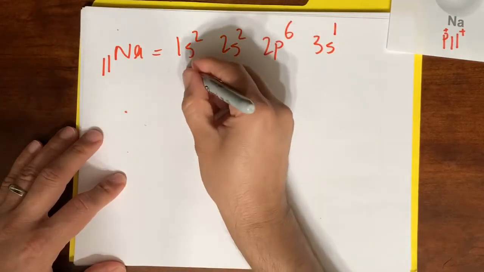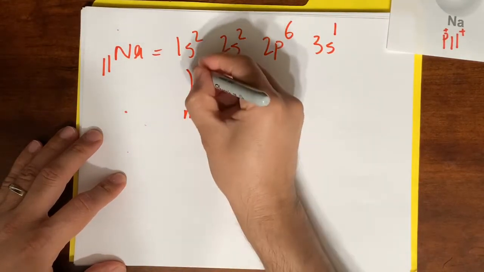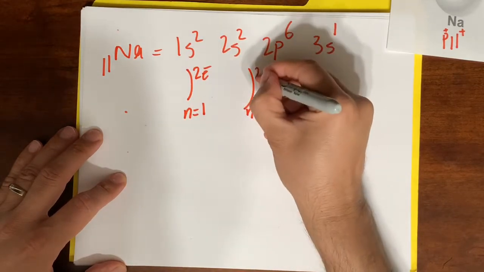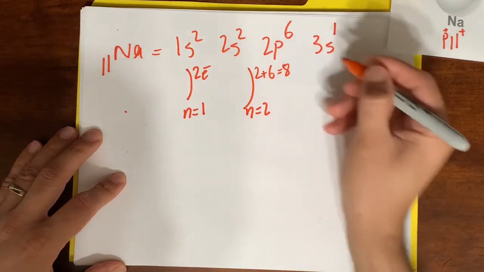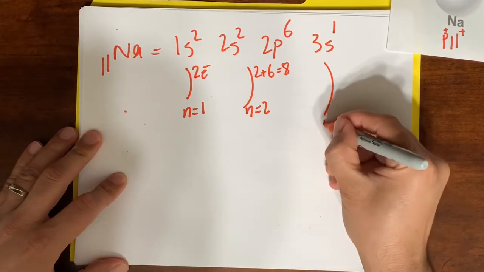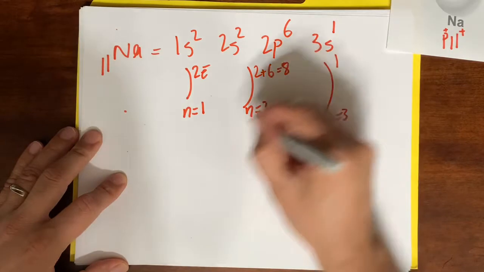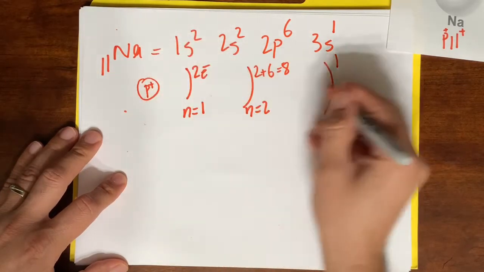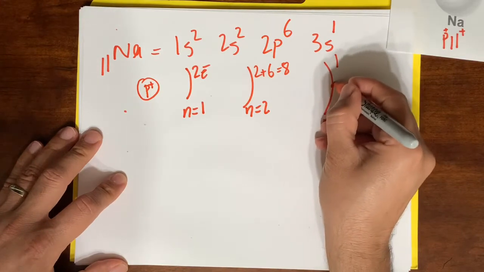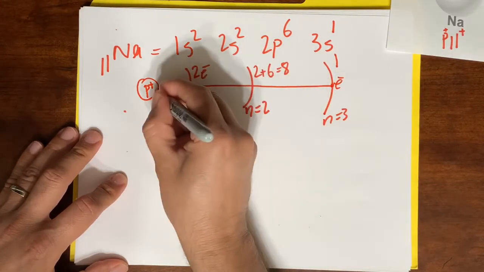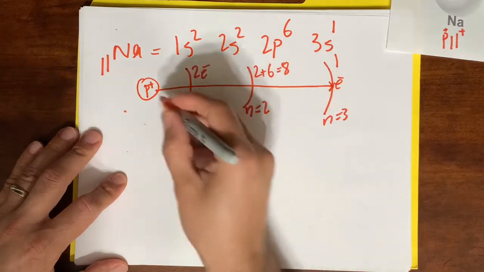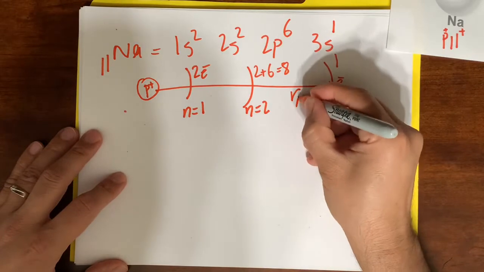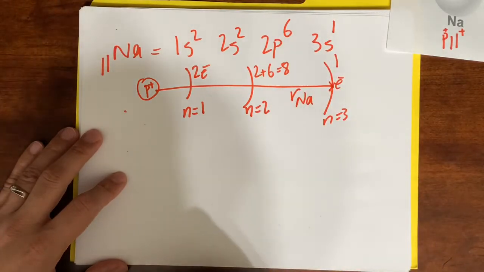Let's show the layers. First layer, it has 2 electrons. Second layer, it has 2 plus 6, 8 electrons. And the third layer, it has only 1 electron. And here is the nucleus of sodium. It has the protons. Distance between the last electron, or last shell, to the nucleus represents the size, the radius of the element. So this is R for sodium.